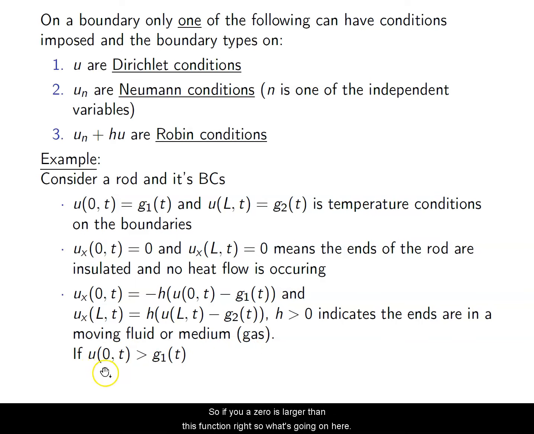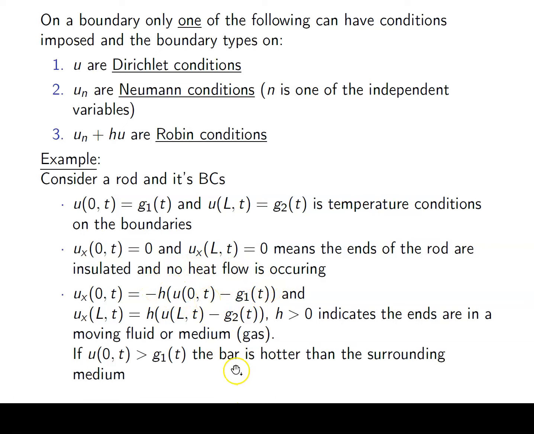So if u of 0 is larger than this function, what's going on here is that this is larger. This is going to give me a positive value, and then it's going to become negative, right? So ultimately, the condition here is that I have something that is decreasing, okay? The bar is hotter than the surrounding medium. So this G1 is the function that has to do with the medium, and this is the temperature of the bar, right? So the heat will flow to the left. That's why it's negative. The bar is hotter than the medium, so it'll flow through the rod.